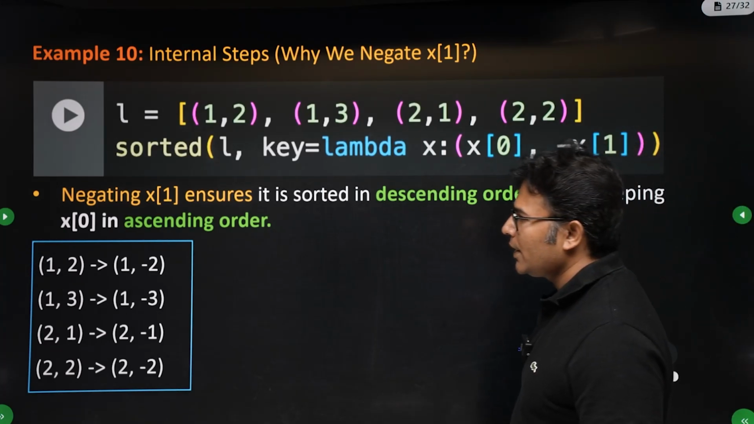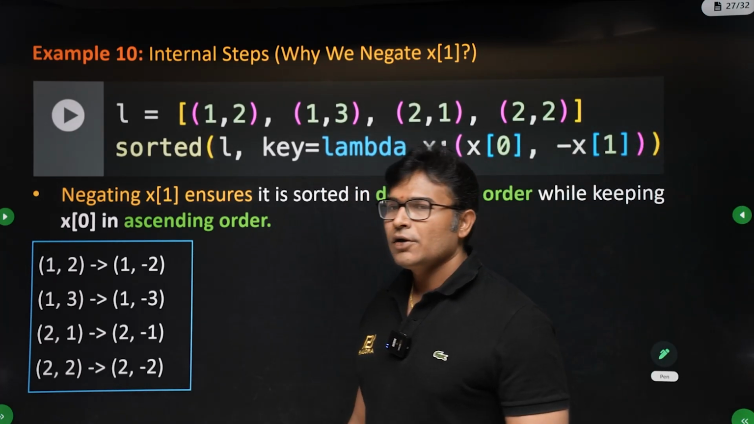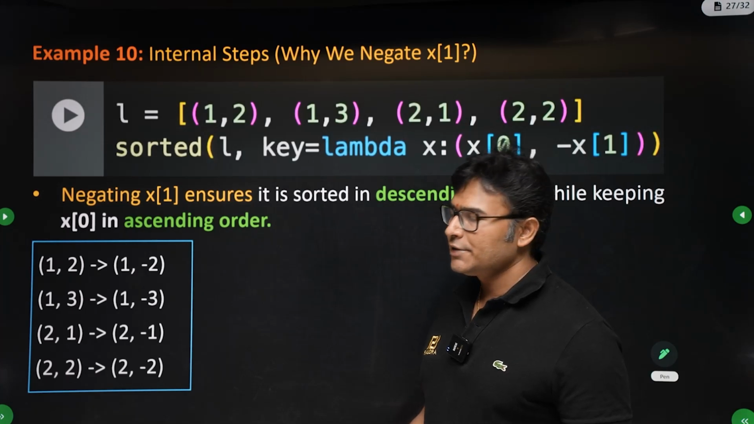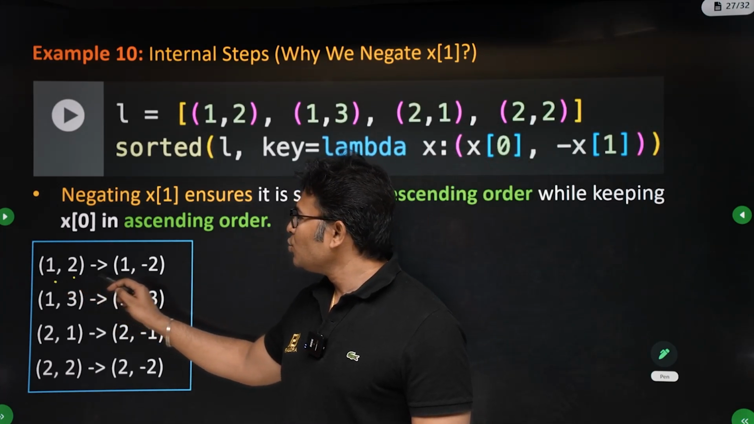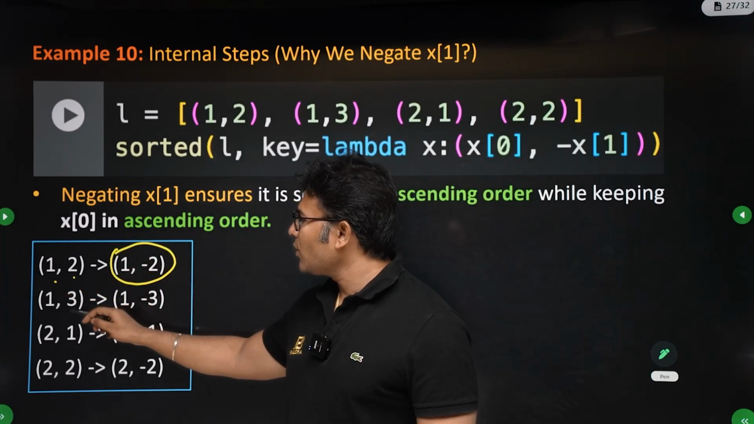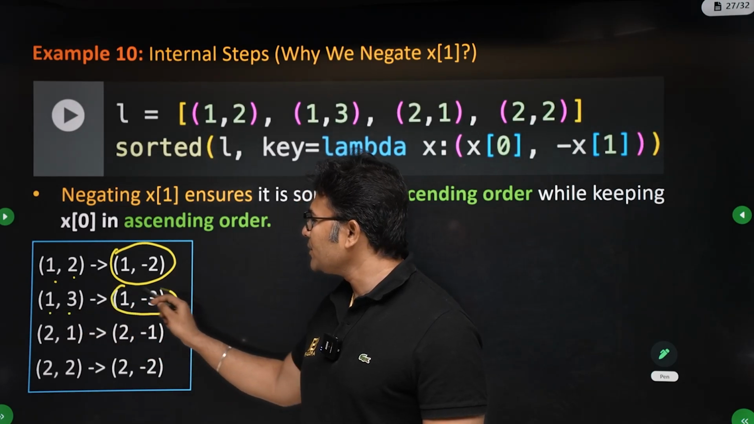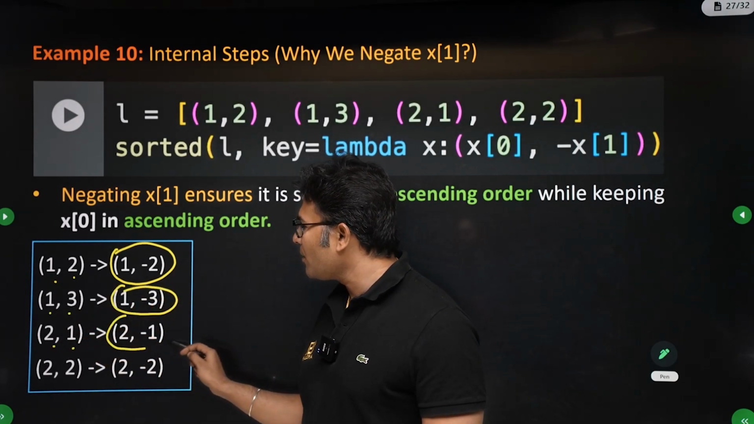Now see this, what has been transformed. Now what are the transformed values that the key function has returned is, for 1 comma 2 it is returning 1 comma minus 2. For 1 comma 3 it is returning 1 comma minus 3. For 2 comma 1 it is returning 2 comma minus 1.